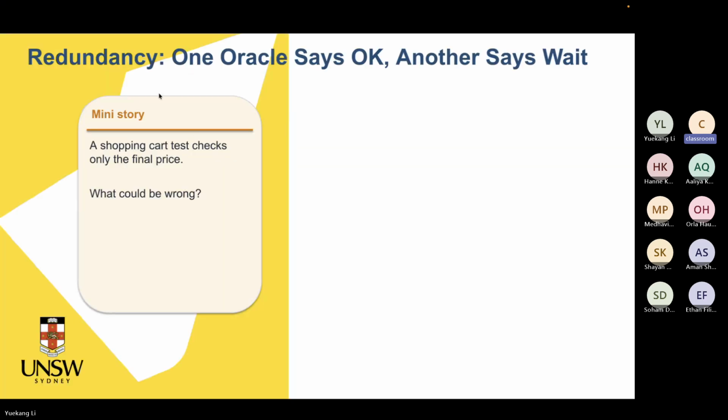And as for redundancy, let's look at a small example here. Let's assume that we have an online shopping cart, and before the user clicks the pay button, the shopping cart checks only whether the total value of the items inside the shopping cart matches the total calculated price. So if we just check the final price, what could be wrong?